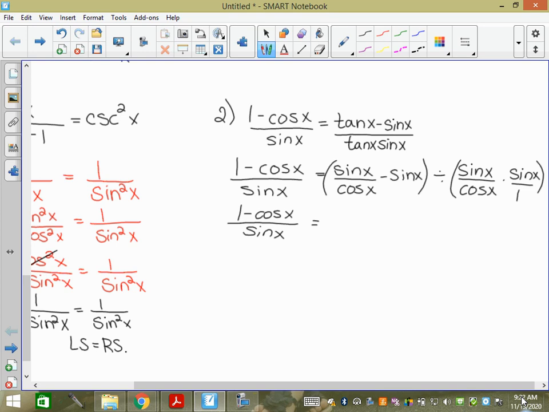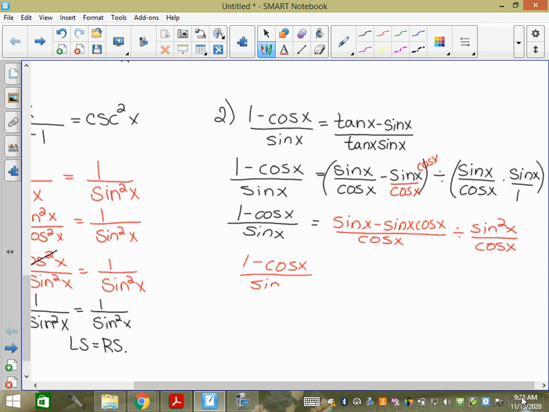Equals common denominator cos x. So I get sine x minus sine x cos x all over cos x divided by sine squared x over cos x. 1 minus cos x over sine x equals, I can take a GCF out, sine x times 1 minus cos x over cos x. Now I have full fraction divided by cos x over sine squared x.